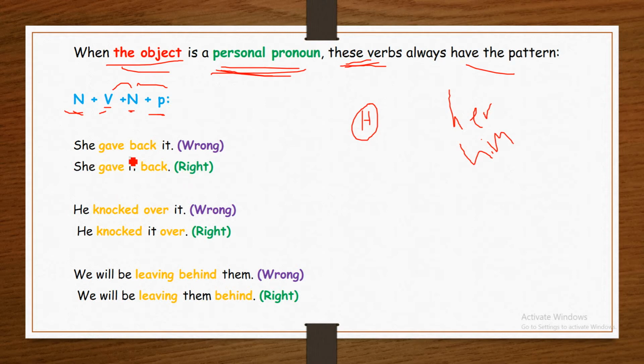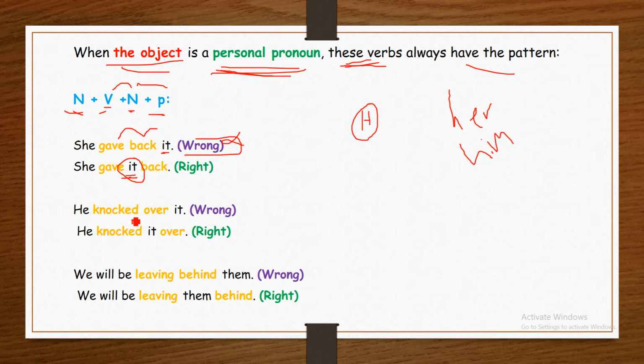For example, she gave back it. It is a personal pronoun, but it comes after the verb and the particle. Therefore, it is completely wrong. The right one is she gave it back. The object, which is a personal pronoun, comes between the verb and the particle.